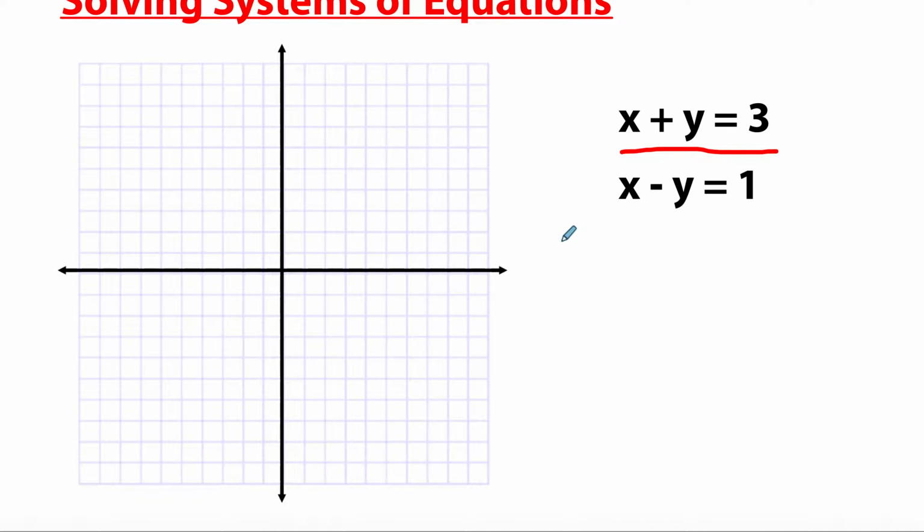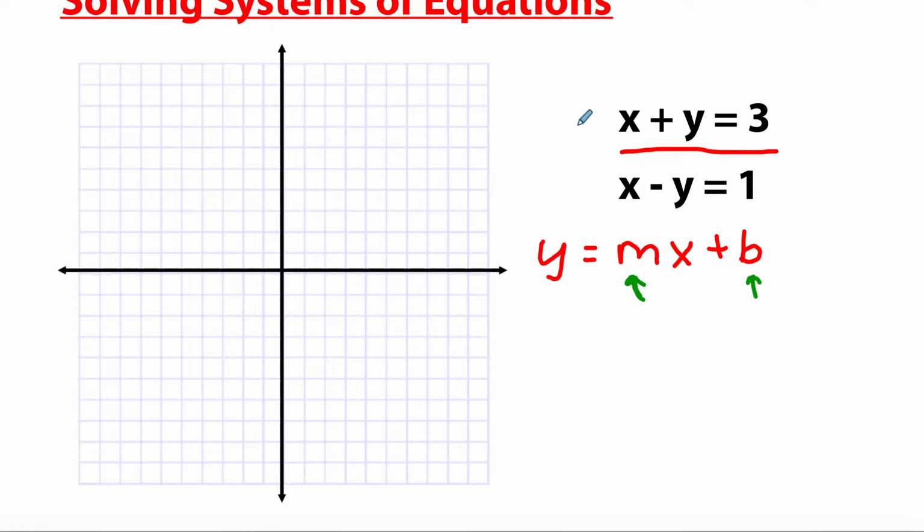In order to graph a line, we would need to put it in y equals mx plus b form, where x and y are actually x and y values, m is the slope, and b is the y-intercept. And we went over that earlier, so this should all be familiar to you.